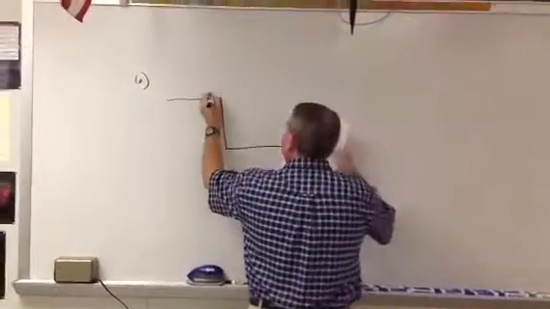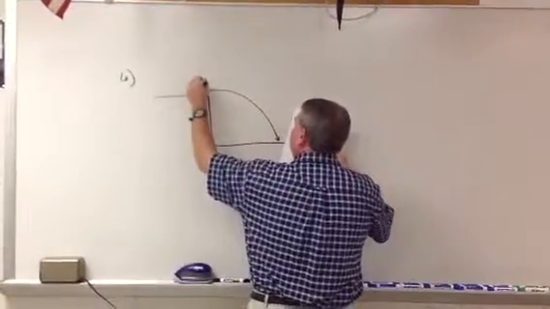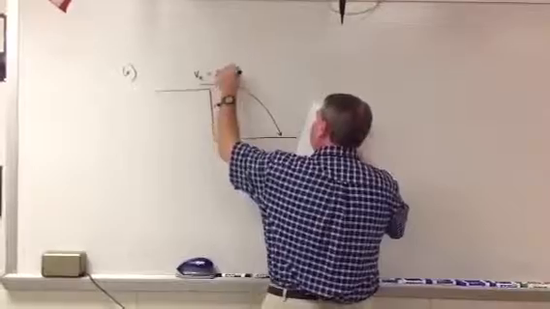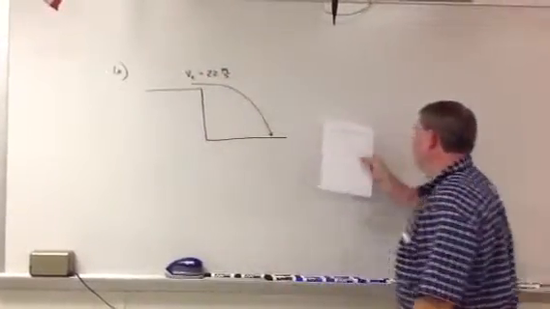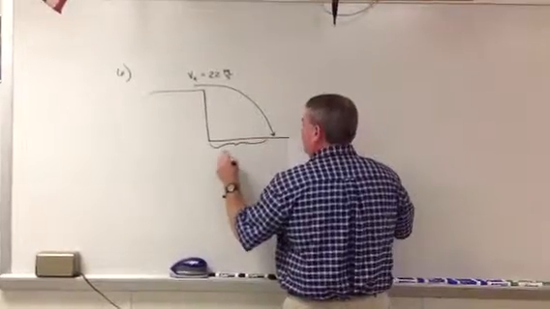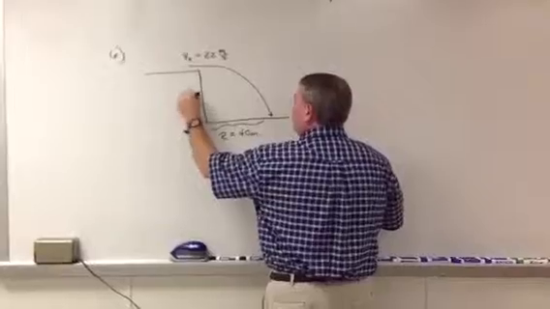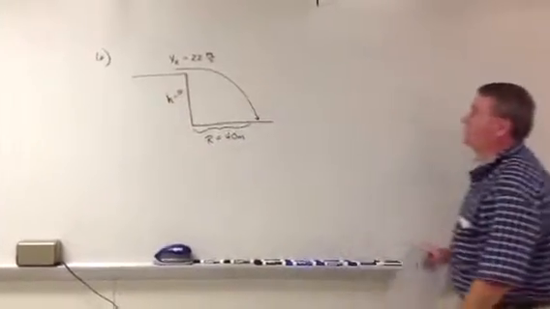The object is thrown horizontally from the building with an initial velocity in the x direction of 22 meters per second. It lands 40 meters from the base of the building, so that range is 40 meters. The height of the building is question mark.